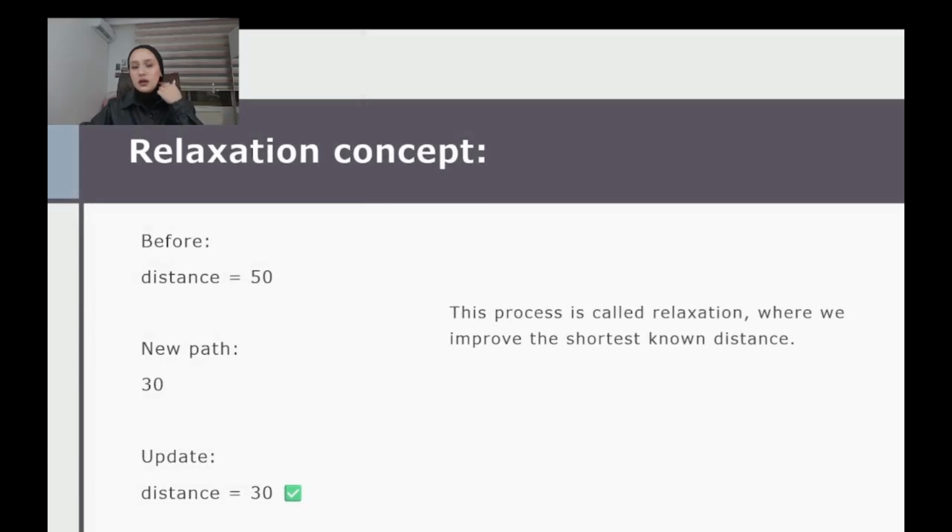Okay, the relaxation concept. This process is called relaxation, where we improve the shortest known distance. Here I have an example: the distance before was 50, and after the new path, the distance was 30. So we update the distance to be 30. And that sums up what the relaxation concept is.